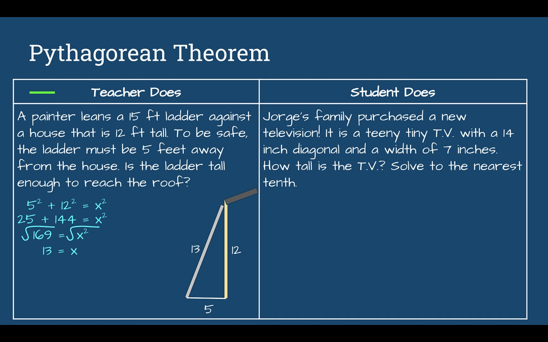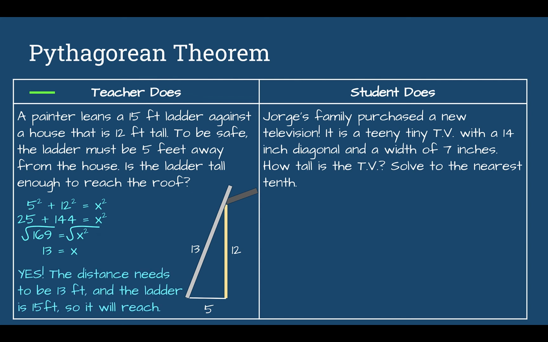The ladder is 15. So we only needed 13 to go from the ground to the roof, but my ladder is 15. So yes, the ladder would be tall enough to reach the roof. The distance only needed to be 13 feet. The ladder's 15 feet, so it would reach.